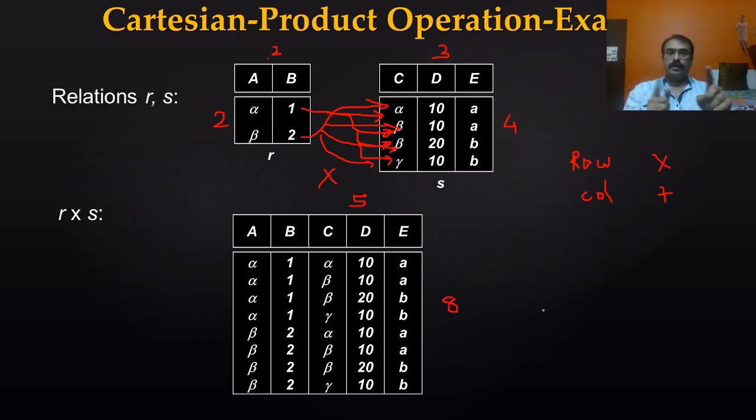Okay, 2 into 4 will happen for rows, and 2 plus 3 will happen in case of the number of columns. So rows will be multiplied and columns will be added in this case. Okay, this is the Cartesian product, and this plays a very important role because every time you use more than one relation in a query, it may be any query language, it may be SQL, RA, or for that matter QL or QBE.